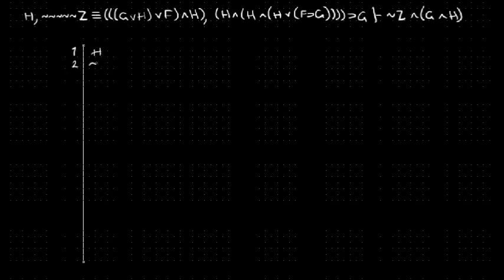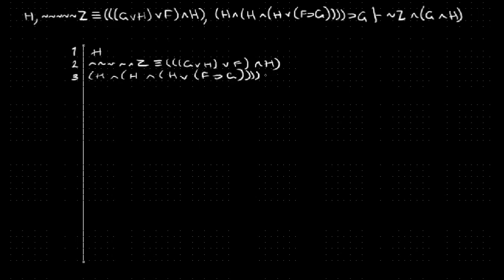H, not Z if and only if 1, 2, 3, G or H or F and H, and 3 is H and H and H, G then G. And again, these are all premises, so let's mark them as such.